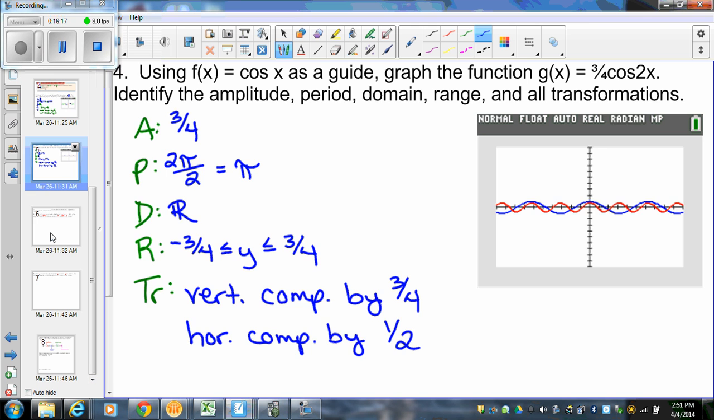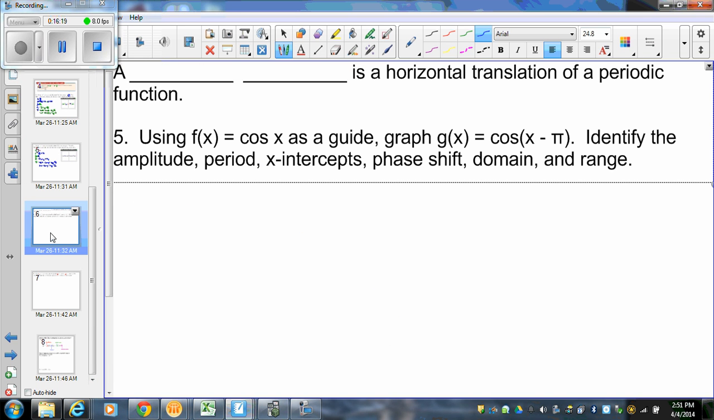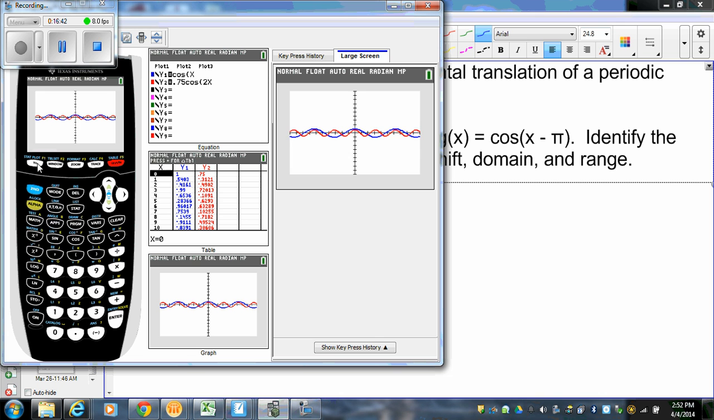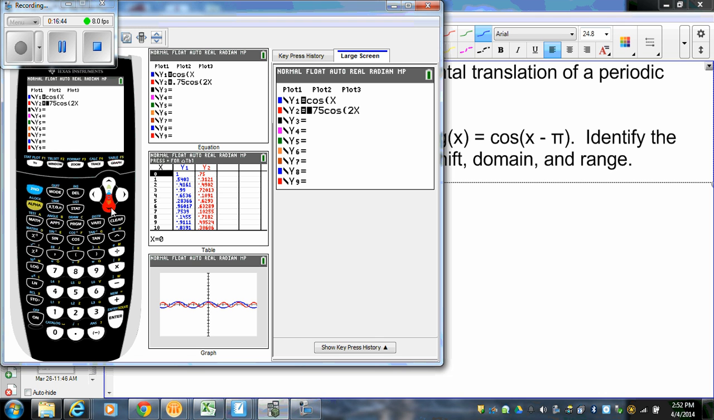Okay, so now let's talk about phase shift. A phase shift occurs when you have a horizontal translation of a periodic function. So it's simply just a horizontal translation. Sliding it to the left or to the right is known as a phase shift. So let's look at an example here. Go back to your graph and let's look at cosine of x, this time with cosine of (x - pi).